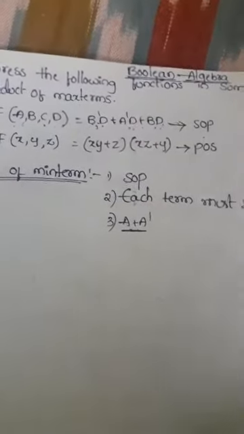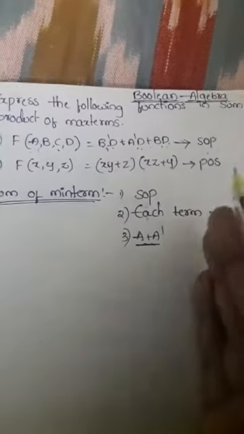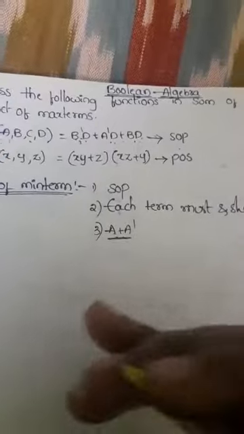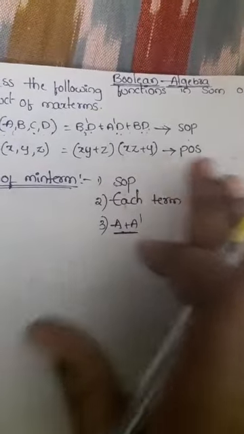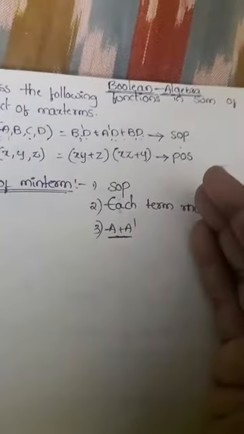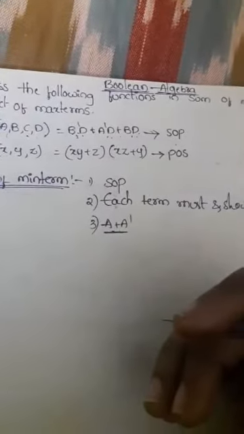That is the third point. So this is the sum of minterms rules. What are the sum of minterms rules? Compulsory, whatever Boolean expression we have should be in the form of an SOP equation, sum of products, must and should. If it is a POS equation, you can apply the complement directly and it will be converted to the SOP.